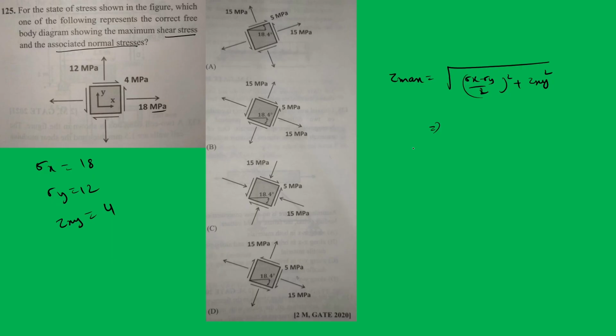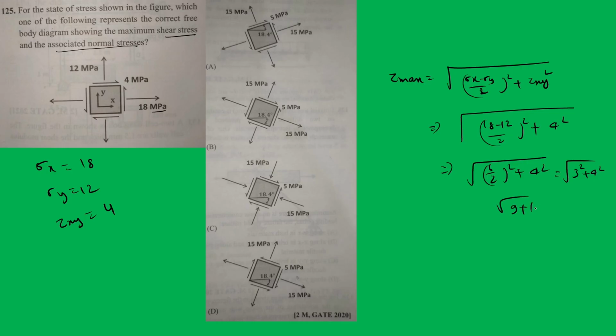So what would that be? Sigma x is 18 minus 12 by 2 whole square plus tau xy, 4, whole square. This becomes 18 minus 12 is 6 by 2 whole square plus 4 square. So this becomes under root 3 square plus 4 square. 3 3s are 9, 4 4s are 16, under root 25. This will become 5. Sorry guys, this will become 5.